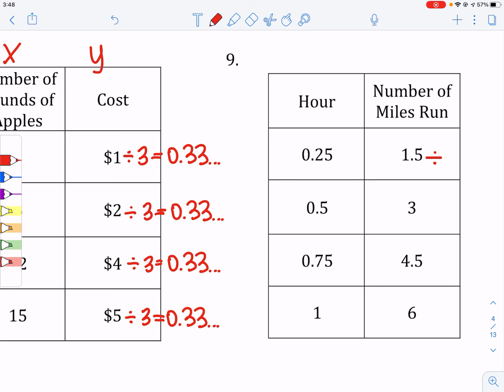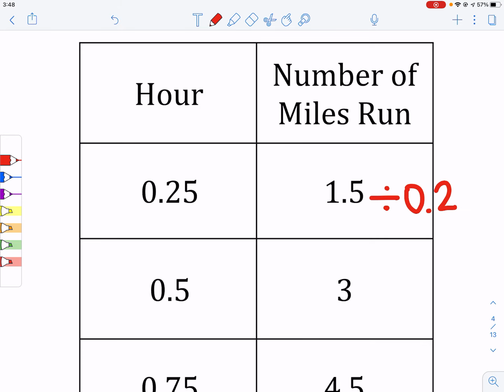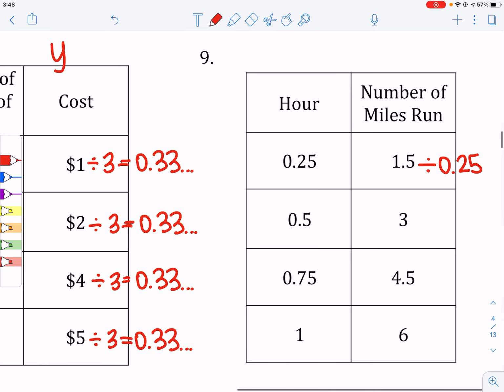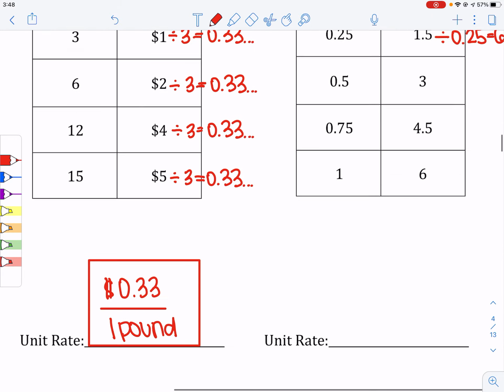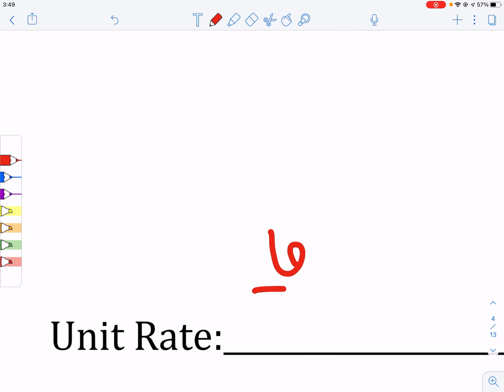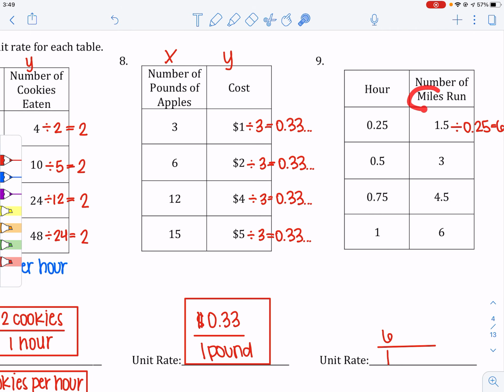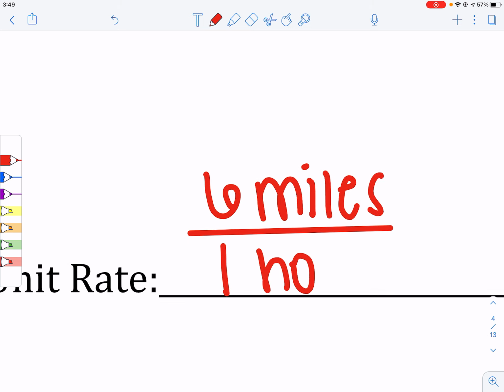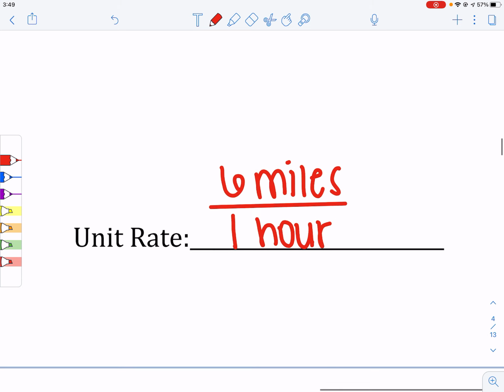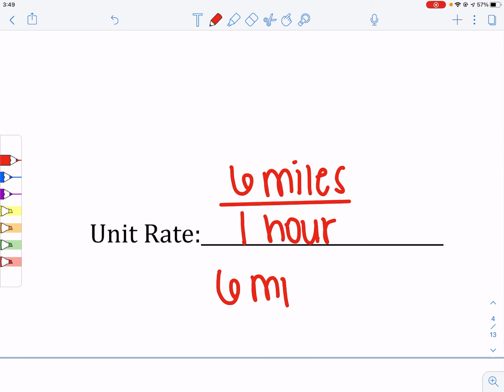All right, I'm just going to choose this first one. I'm going to take 1.5 and divide it by 0.25. They should all, if you divide it correctly, give you 6. But you can't just say your answer is 6. It's 6 over 1, and then you have to label it. So it's 6 of these over 1 of these. So 6 miles over 1 hour. Or anytime it's miles and hours, you can say 6 miles per hour like this, either way.